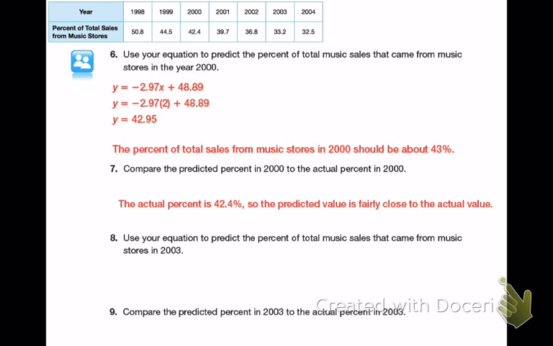Now we're going to do the same thing. Now it's your turn to do this on your own. So we're going to use the equation again like we did on number 6. But this time you're going to do the year 2003. So again, remember this is 0, 1, 2, 3, 4.